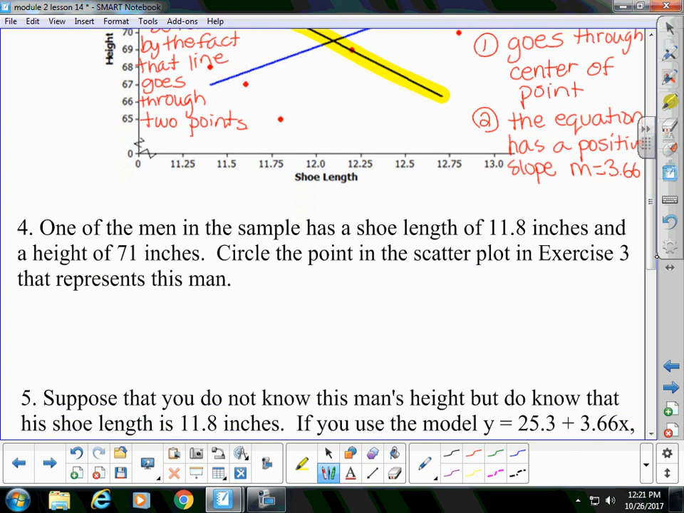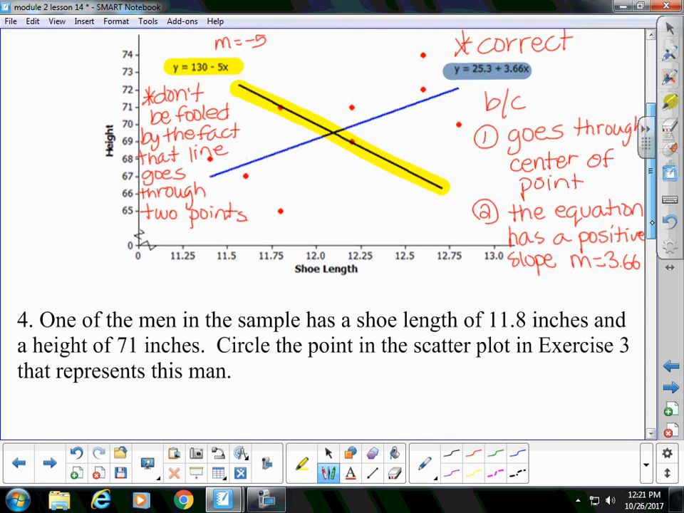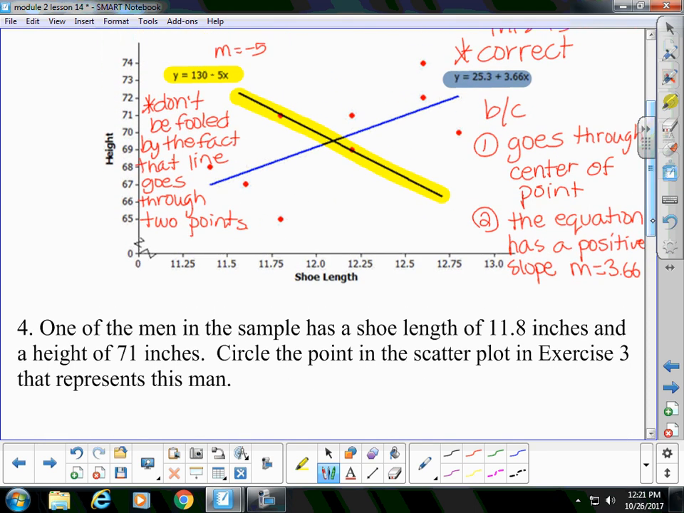Okay, one of the men in the sample has a shoe length of 11.8 inches and a height of 71 inches. Circle that point on the scatter plot. So he has 11.8, that would be a little bit past the 11.75, and a height of 71 inches. So if we look right here at 11.8, there's 2 points.